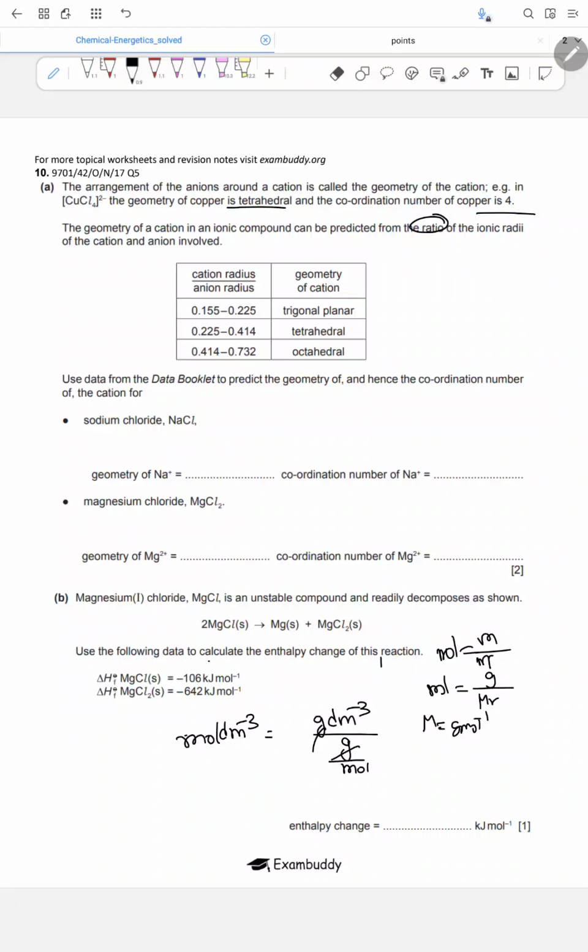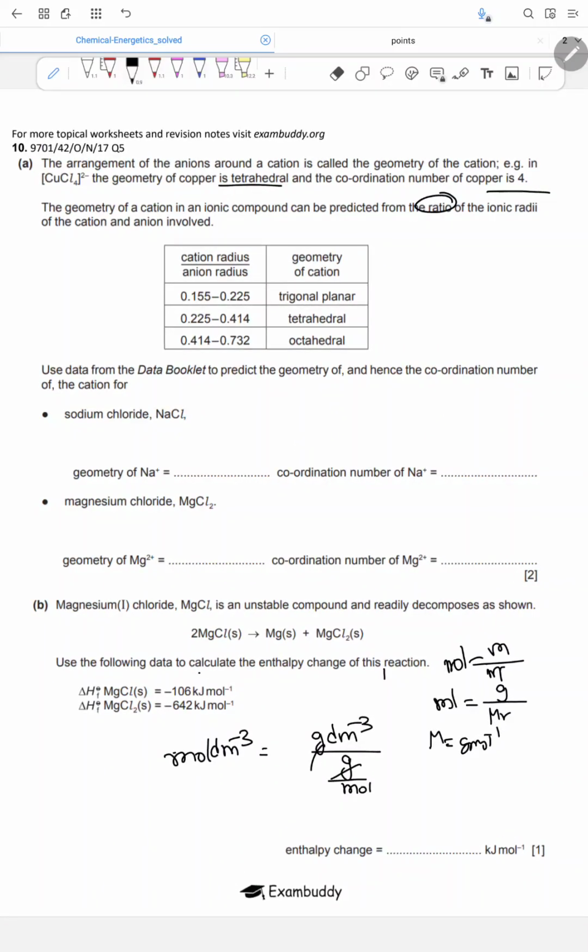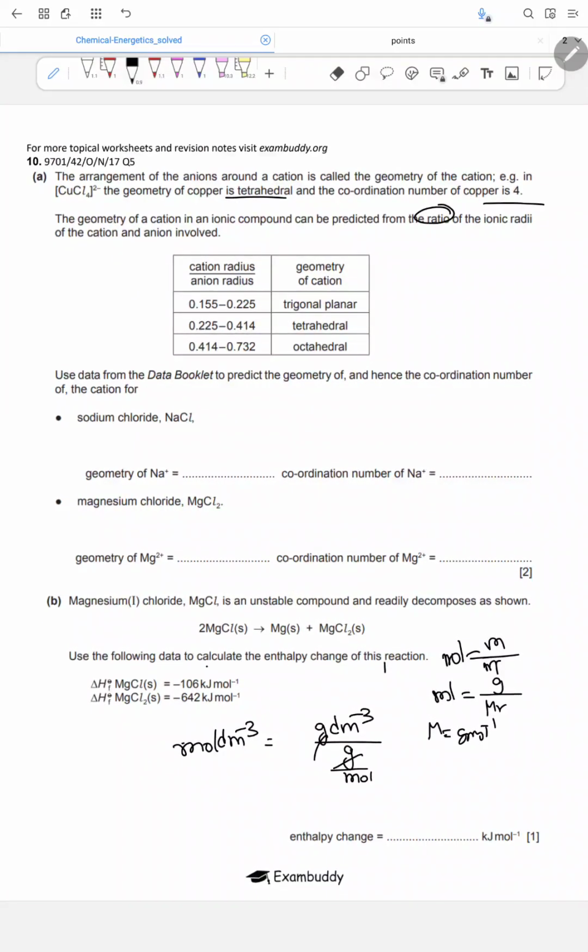Now the radii are not given in the data booklet. So if they ask any questions regarding this, they will be provided in the question paper. For now, I'll be using the marking scheme to add the values.